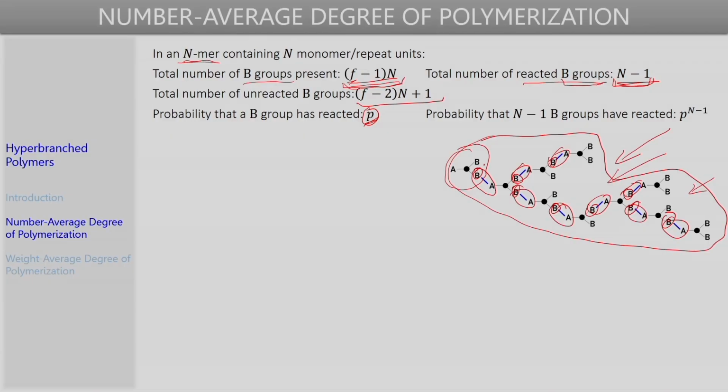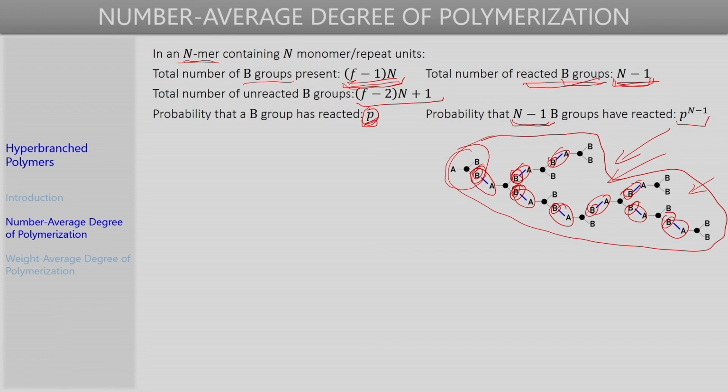and that same probability can be applied to the reaction of all the B groups that are present in this N-mer. So, for any B group that is present in this N-mer, the probability that it has reacted is P, and the probability that all the n minus 1 B groups have reacted in this N-mer, the net probability that all of them have reacted, is simply P multiplied by itself n minus 1 number of times. So, that will just be P to the power n minus 1.